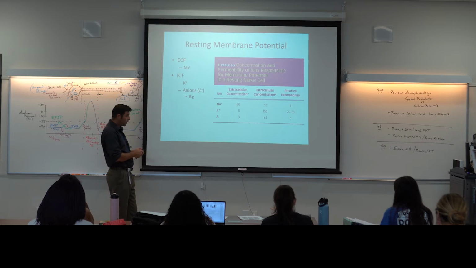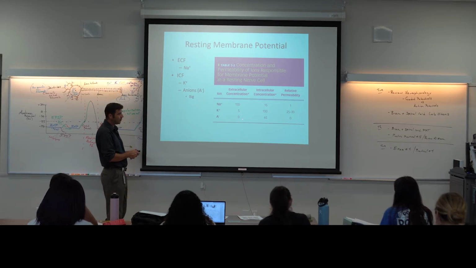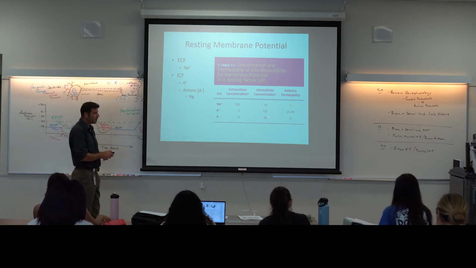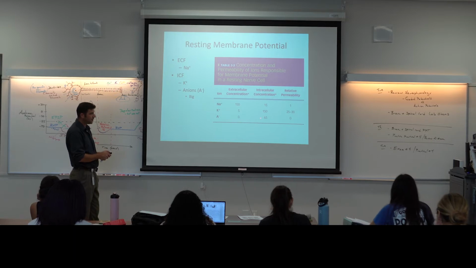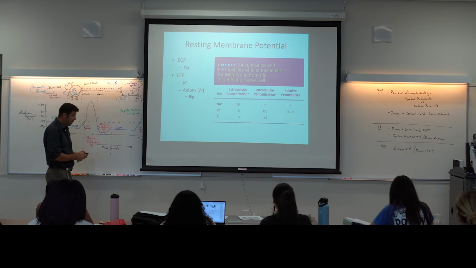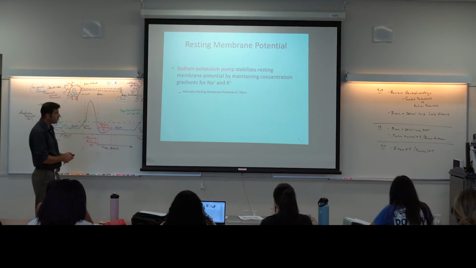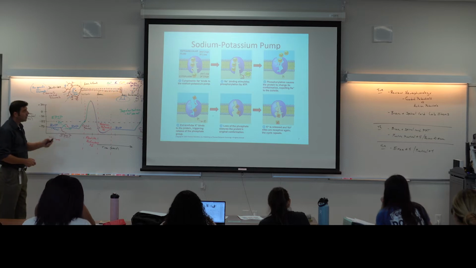The other thing to note, those big negatively charged proteins, they're too big to leave the cell. So you don't find any of them in that extracellular fluid, but there are plenty of those negatively charged proteins inside the cell. So this imbalance of negatively charged proteins is one of the things that contributes to our resting membrane potential, this negative 70 millivolts.